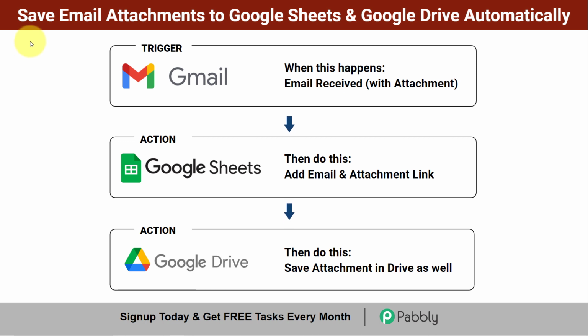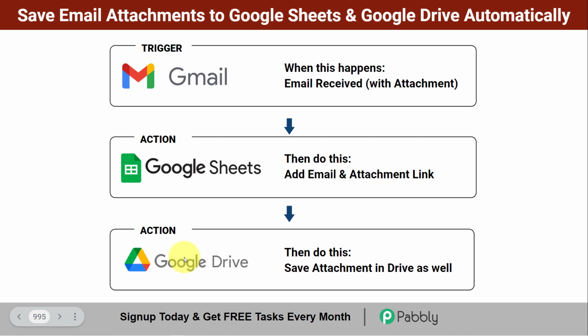In this video, I'll show you how you can save your email attachments to Google Sheets and Google Drive automatically. So basically, I'm going to set an automation in Gmail, Google Sheets and Google Drive in such a way that whenever any email is received with an attachment into my Gmail account, the same email content along with the attachment link will be added automatically into my Google Sheets, and even the same attachment will be uploaded automatically into my Google Drive as well. In this way, I can create a backup of all the important emails into my Google Sheets as well as into the Google Drive application.